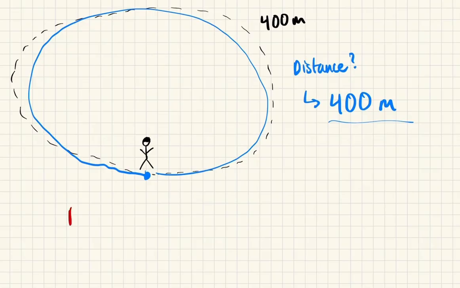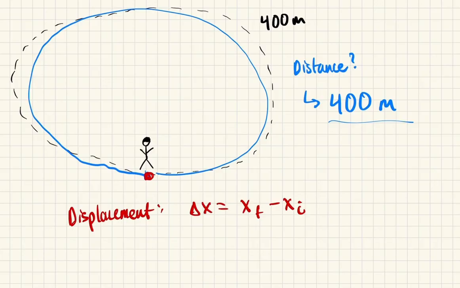However, would that be the case for displacement? Remember, displacement is the change in position, so final minus initial position. Is there any difference in the final and the initial position that this person traveled during this time period? No, because they come back to that exact same spot. So the displacement is actually 0 meters.